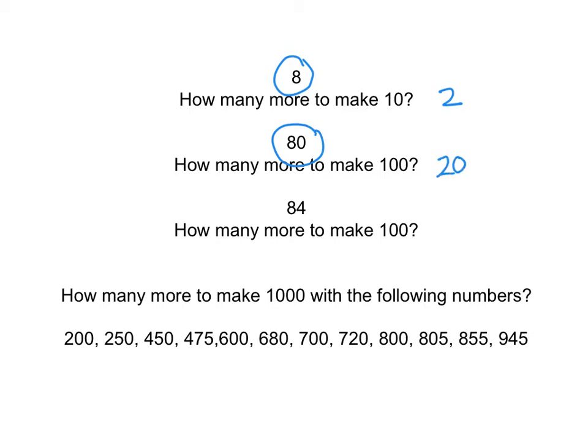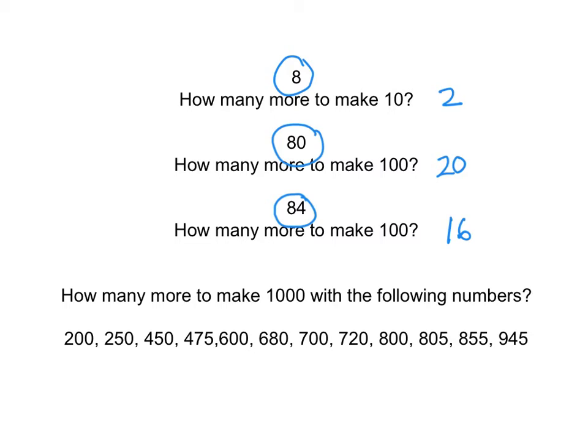It would be great if they continued with it, but guess what? We're not going to. We're going to look at that number 84 and think about how many more to make up 100. You can look at this as saying, I need 6 more to get to 90 and 10 more to get to 100 from there. So that would be 16.